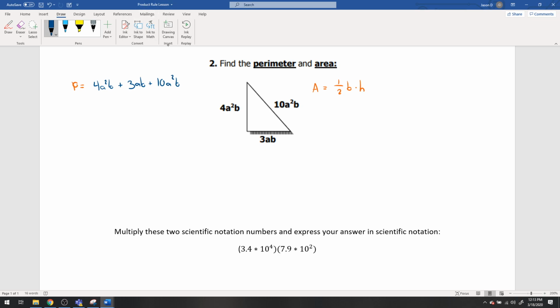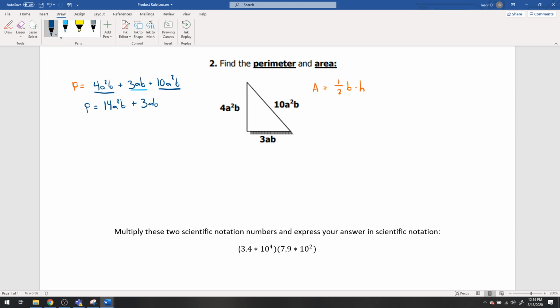Instead, we're just going to be combining like terms. And we would notice that a squared b is a like term with the other a squared b term. You have 4a squared b and 10a squared b. These will combine. But then 3ab itself is not a like term with those because it lacks the a squared. All you do for perimeter is simply combine the like terms 4 and 10, make 14a squared b. And you leave plus 3ab as it was. It has nothing to combine with. And that's your perimeter answer. That's all you can do.